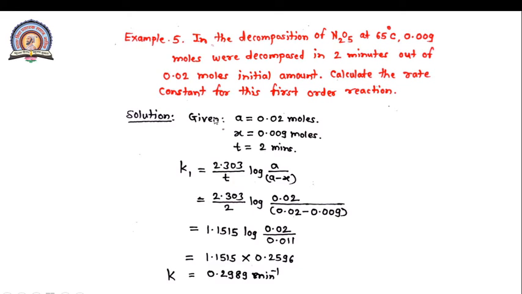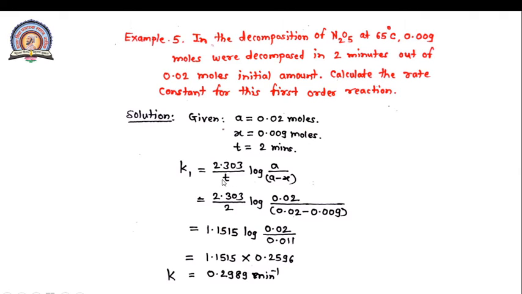Solution. The given values: A means initial amount, that means initial concentration, A is equal to 0.02 moles, X is equal to 0.009 moles, and T is equal to 2 minutes. Therefore, formula used: K1 is equal to 2.303 divided by T log A divided by A minus X.